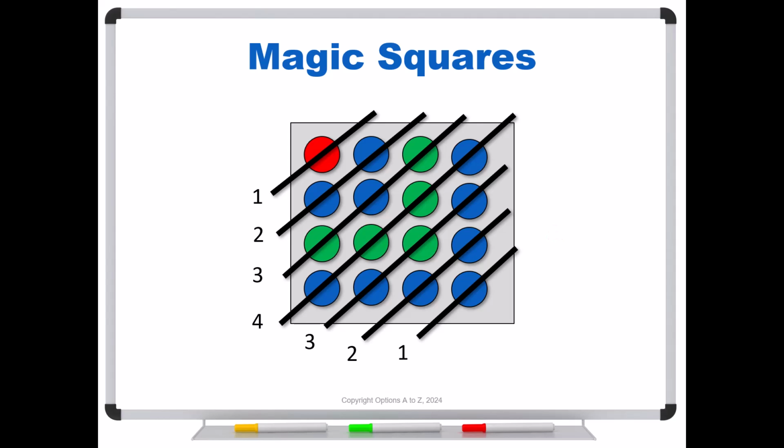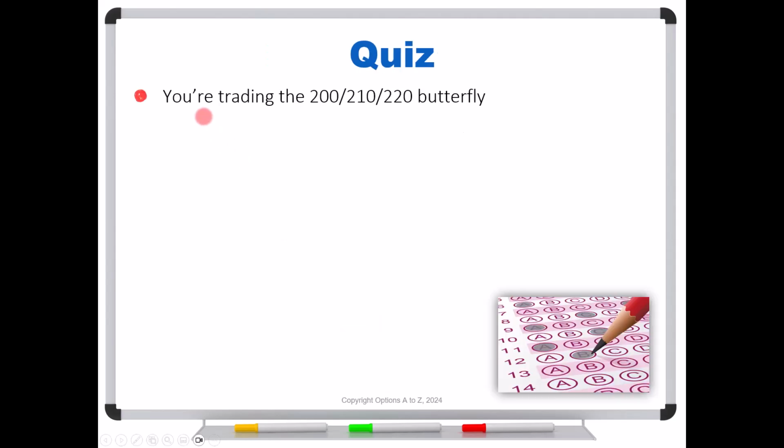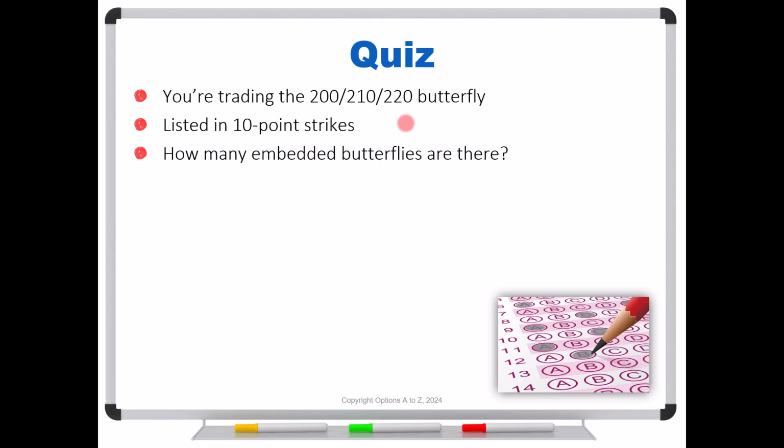So if you can't look at a butterfly spread and tell how many butterflies or embedded butterflies you have in there, you are absolutely missing the very essence of trading butterflies. All right, so let's take a look at a little quiz here. So let's say that you are trading the 200, 210, 220 butterfly. And we look at our broker's platform and they're listed in 10-point strikes. So the first question is, how many embedded butterflies are there?